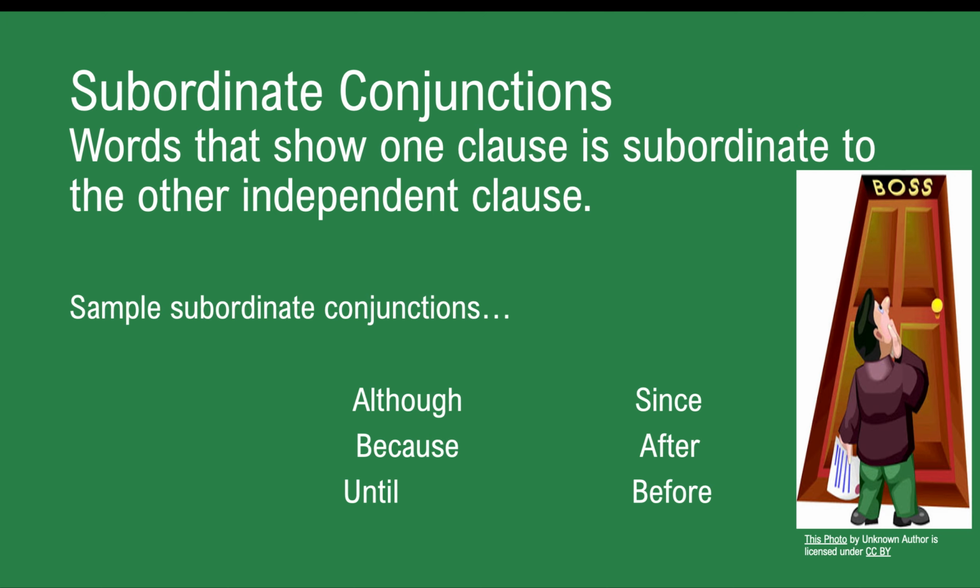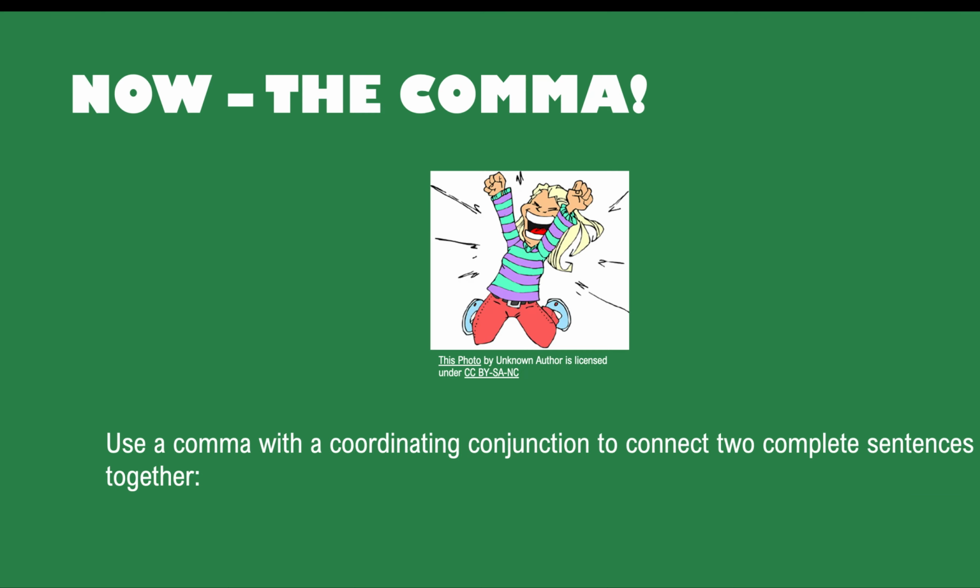So here are some sample subordinating conjunctions: although, because, until, since, after, and before. There are many more than this, though. And so if you're confused about how a particular word is operating with a clause, Google that word, and you should know the part of speech that word is.